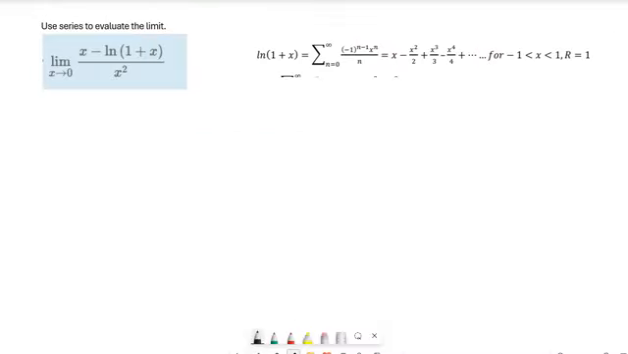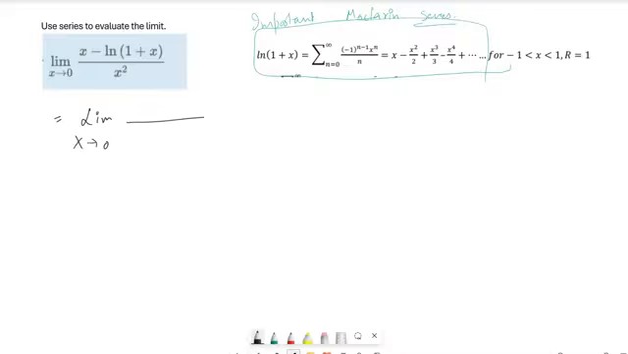Here we have a similar question. Use the series to evaluate. So all these questions we are using these important Maclaurin series here. These are called important Maclaurin series. Okay, these are standard. We can use them to solve other problems. So let's say what this limit is. Limit x approaches to 0, x minus, in place of this, we can write our series, which is convergent for x, absolute value of x less than 1.